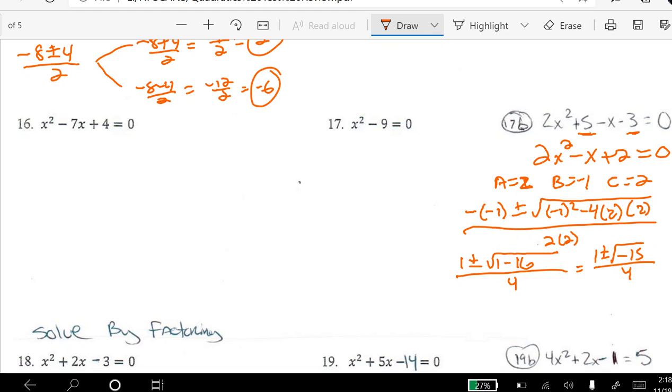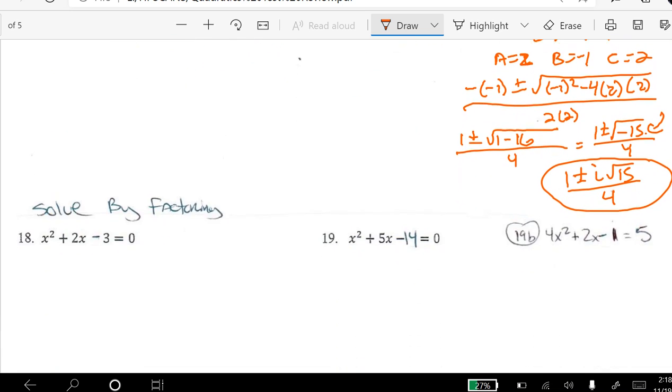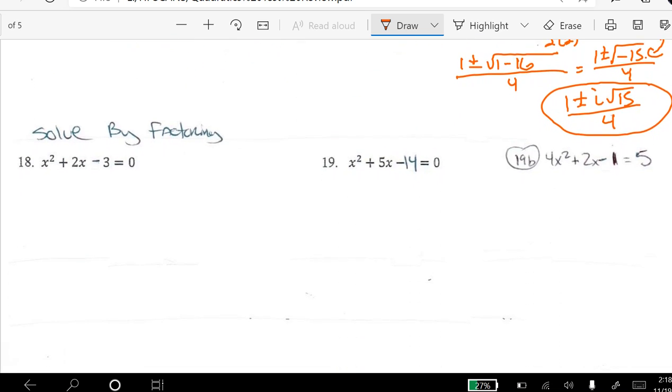over 4. Now, this would be a situation where we would have no real solutions. And again, you know it's no real solutions because it's a negative under the square root. But we would still just leave it, 1 plus or minus. We can pull out an i, root 15 over 2. Okay, over 4. That'll be our final answer. That's as far as we can go with it.